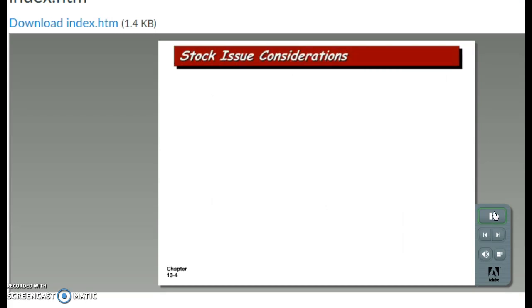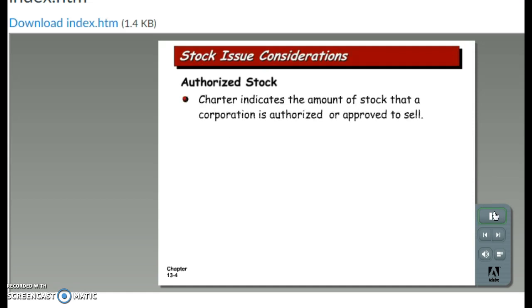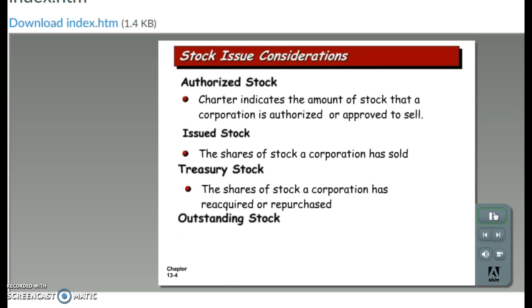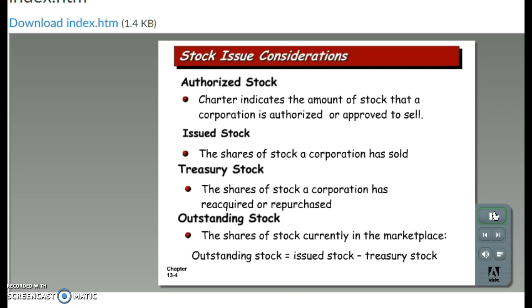Let's look at some terminology associated with stock issuances when corporations sell their stock. Authorized stock is the amount of shares that the corporation has been approved to sell in the future. Issued stock are shares that the corporation has actually sold. Treasury stock are shares of the company's own stock that the company has gone into the marketplace and bought back. Outstanding stock are shares of the stock that are actually out in the marketplace. Outstanding stock is calculated as issued shares minus treasury stock shares.